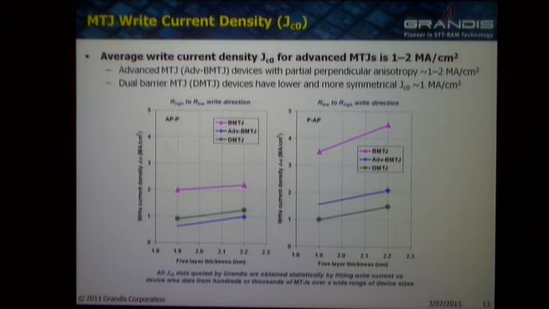This one I won't go through in detail, but it shows the progress that's been made in these devices. There's the traditional bottom MTJ device with just one barrier. When you go to the high partial perpendicular anisotropy, you get to the blue line, you reduce the write current density to 1 to 2, and then with a dual MTJ device, which also has high partial perpendicular anisotropy, you can get down to around 1 to 1.5 in the write current density, and that's in megaamps per centimeter squared.